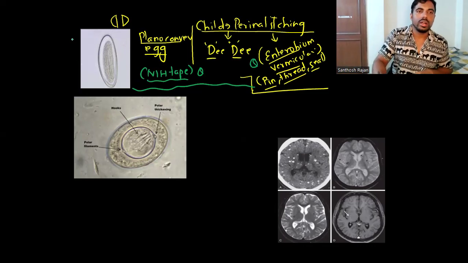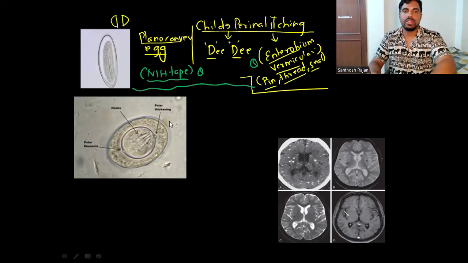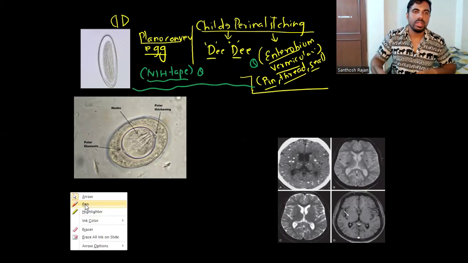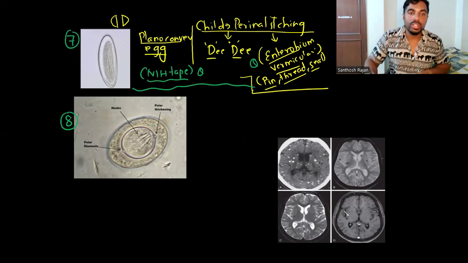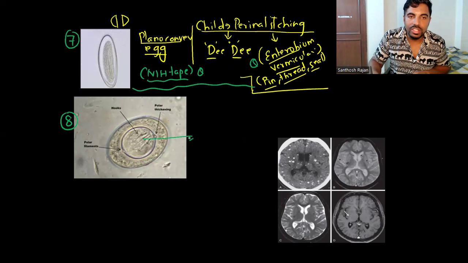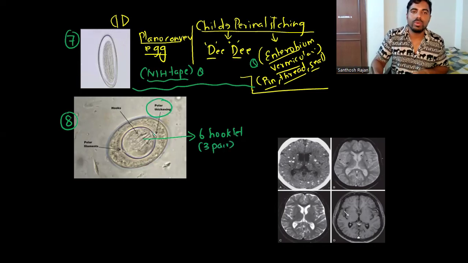Look at this egg. Sixth egg, and this is seventh egg. Yeah, this is number 7. Now, number 8. Look at this beautiful egg. If you see this egg, it has 6 hooklets, that is 3 pairs or 6 hooklets. You can simply say 6. You should have 6 hooklets, plus there is this polar thickening, and yolk granules.